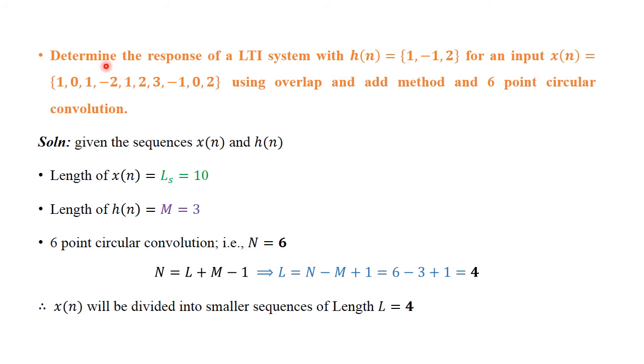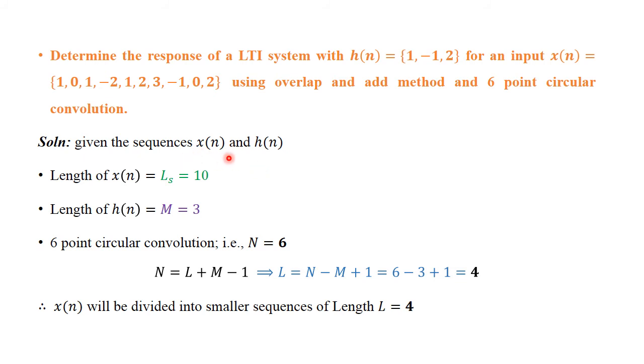Now let us go through the problem statement. Determine the response of an LTI system with h of n equal to 1, minus 1, 2, for an input x of n equal to the given sequence, using the overlap and add method and 6-point circular convolution. So two sequences, x of n and h of n, are given. Along with that, there is one more parameter, the 6-point circular convolution. Now let us follow the procedure.